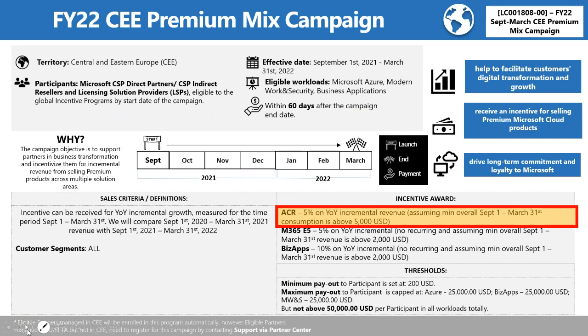The main idea of the campaign is that if you sell premium products, you can get 5% on year-over-year incremental revenue, considering the consumption is about $5,000 overall, not monthly. We compare revenue with FY21 revenue of the same period. You can see it in the terms and conditions. Also, the Azure Premium product list can be found in the same document, but just examples of the products: API Management, Azure DevOps, Azure Stack, Container Instances, Azure Bot Service, Azure Machine Learning, Azure Kubernetes Service, first-party Azure data services, and many more.